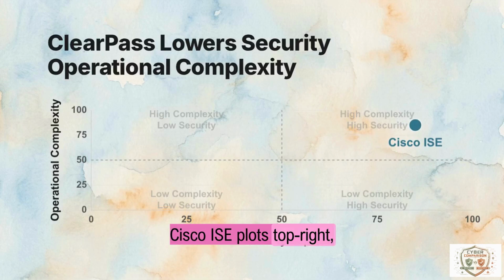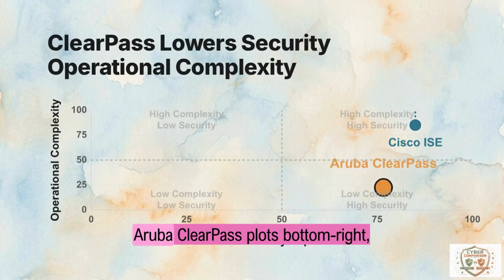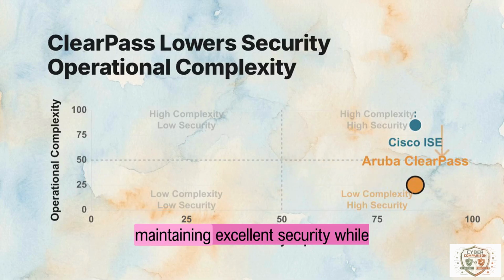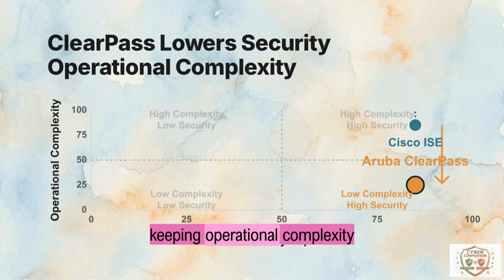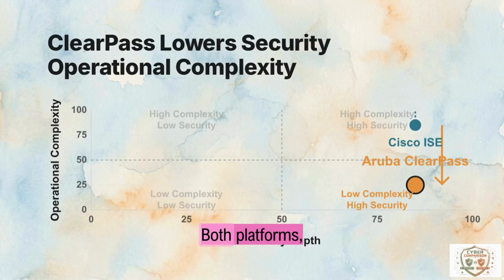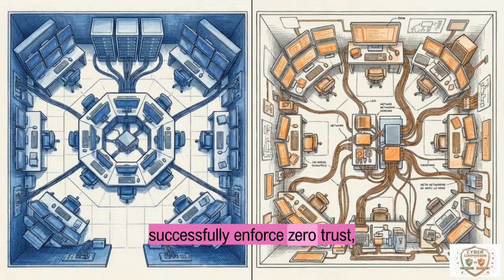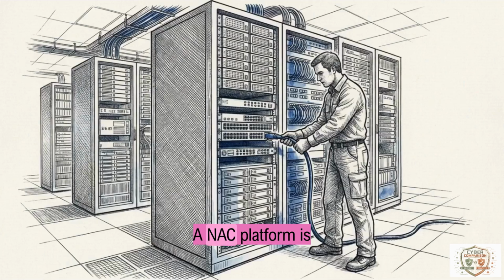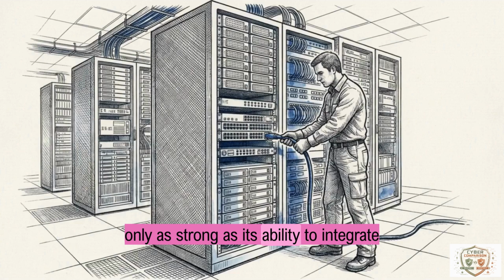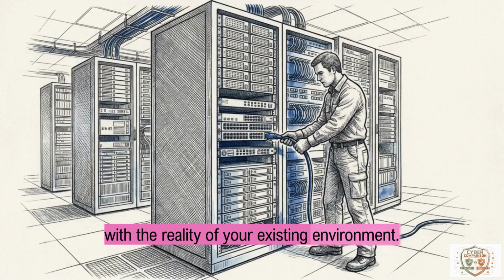Plotting these platforms on a quadrant chart measures operational complexity against security depth. Cisco ISE plots top right, delivering massive security depth but with high complexity. Aruba ClearPass plots bottom right, maintaining excellent security while keeping operational complexity significantly lower. Both platforms successfully enforce Zero Trust, but they force IT teams to walk entirely different administrative paths to reach that destination. A NAC platform is only as strong as its ability to integrate with the reality of your existing environment.